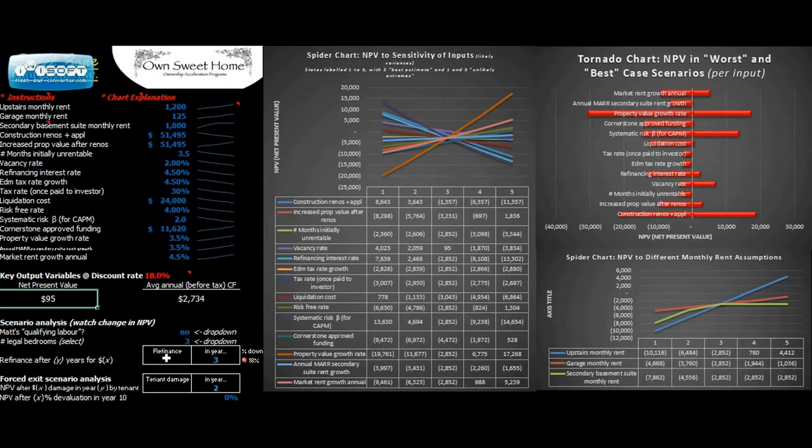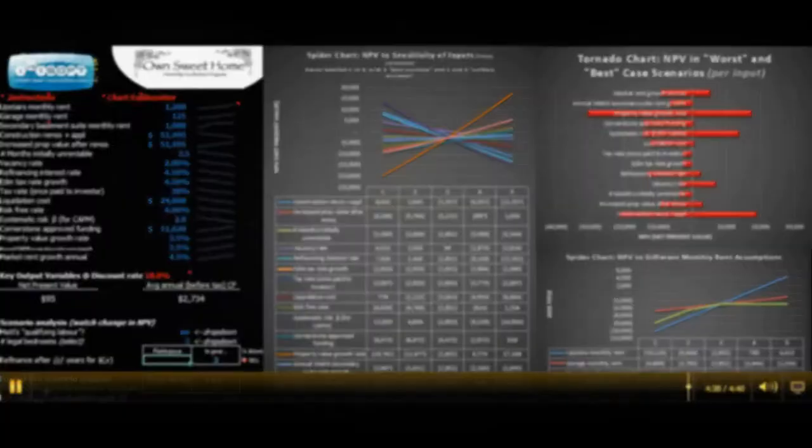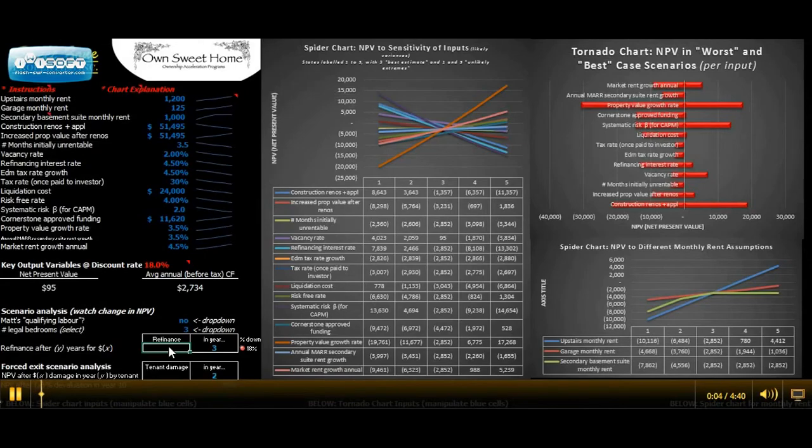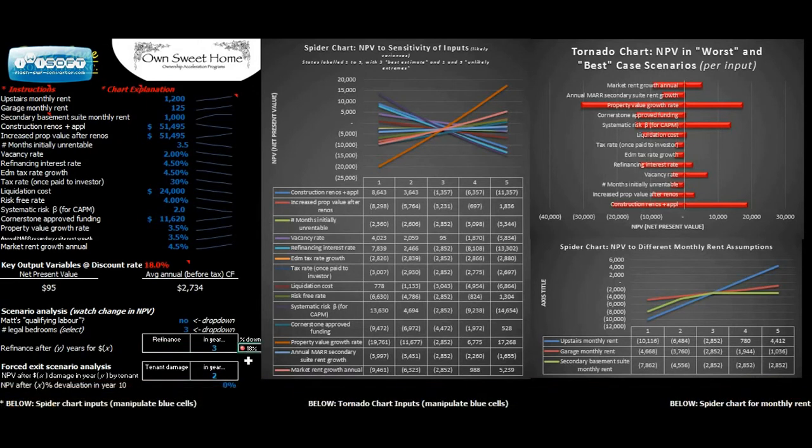Okay, and then I'm going to stop this video, and then we're going to play with some of these more advanced scenario analysis variables. So now for a few more advanced: refinancing after Y years for X amount of dollars. So any broker is going to say, oh, you can't refinance if you don't have at least 20% down in the property. And that's true for rules today.